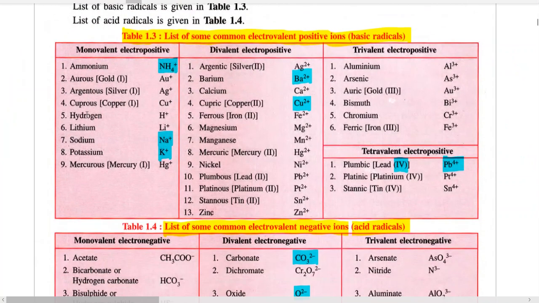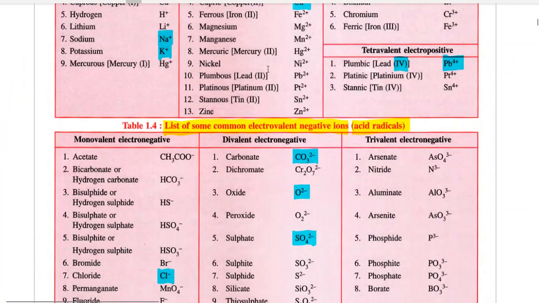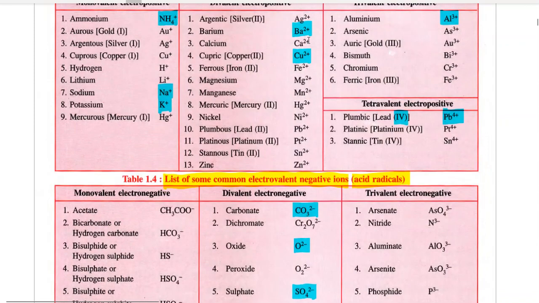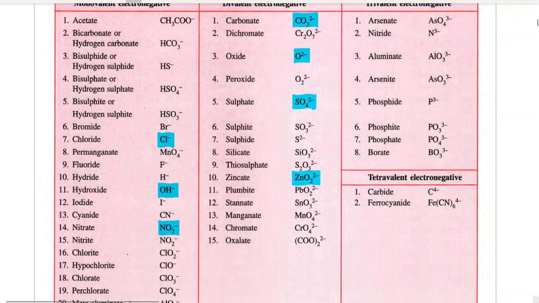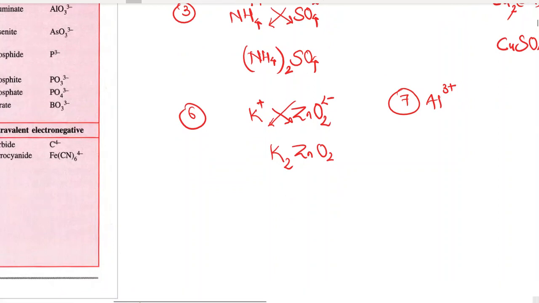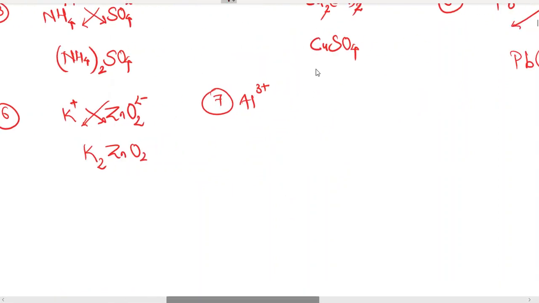Let's take one more example. Let's take an example of aluminium. Why not? Aluminium hydroxide, OH minus, Al3 plus, OH minus. Okay, so this 3 plus will go here in the bottom, minus will go here in the bottom.